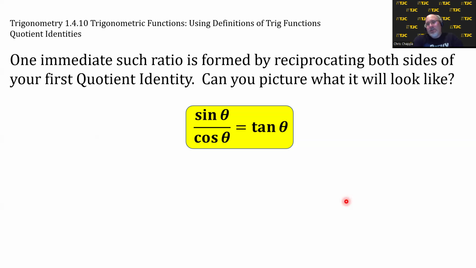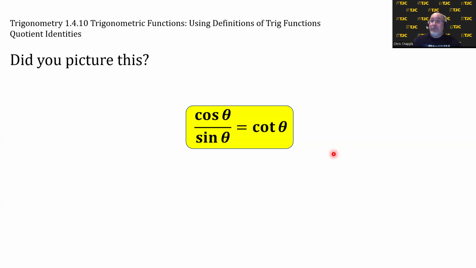One immediate such ratio is formed by reciprocating both sides of your first quotient identity, the one in yellow. Can you picture what it will look like if we reciprocate both sides? What does the reciprocal of this fraction look like? That's easy. But what's the reciprocal of tangent? Can you picture what it'll look like? Is this what you pictured? Cosine of theta over sine of theta equals cotangent of theta?